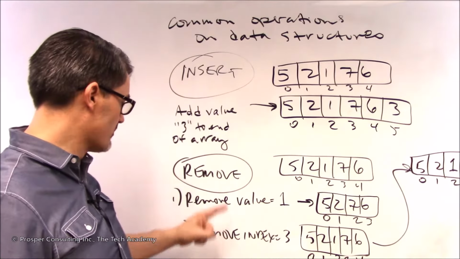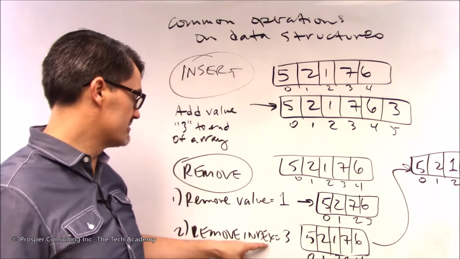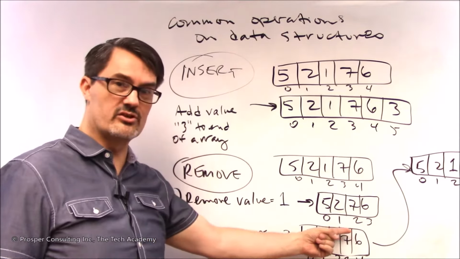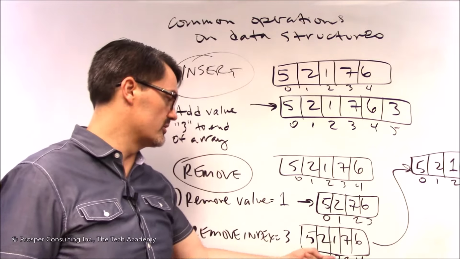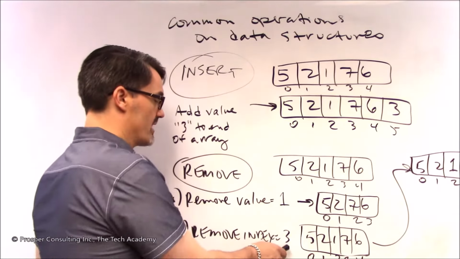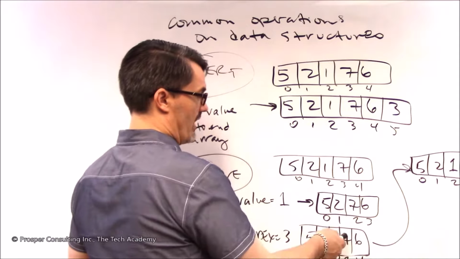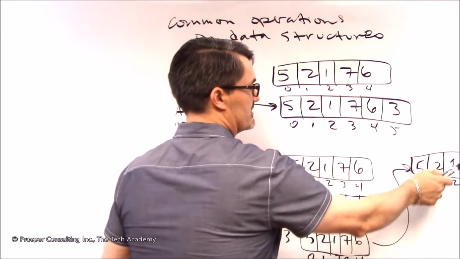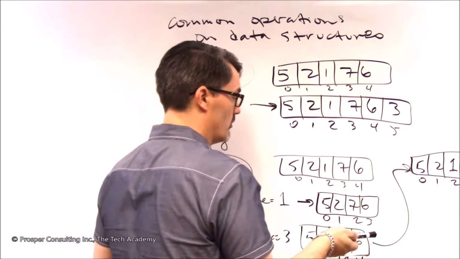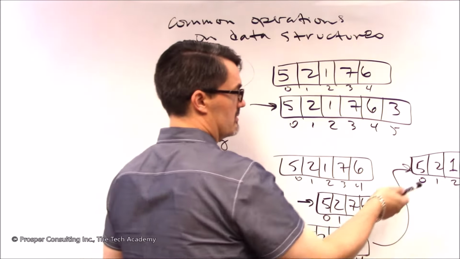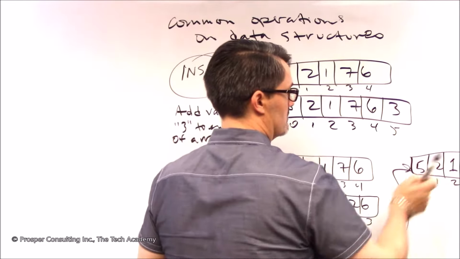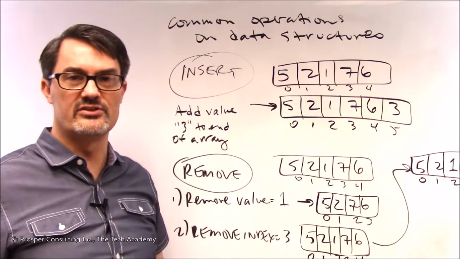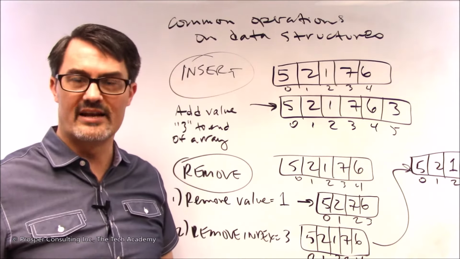Then there's another example of remove. Remove the index, number 3. We have our array, 5, 2, 1, 7, 6, you're familiar with now, with indices 0, 1, 2, 3, and 4. Well, index of 3 is our value 7. So here's our new modified array, 5, 2, 1, and 6. We've removed the index that was equal to 3. Now we have a new 3, and it has a 6 in it. So those, again, are two more common operations you can do on data structures.